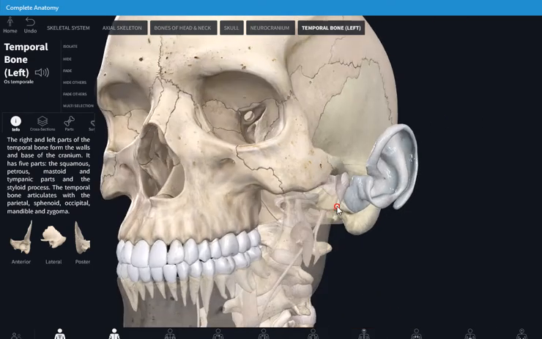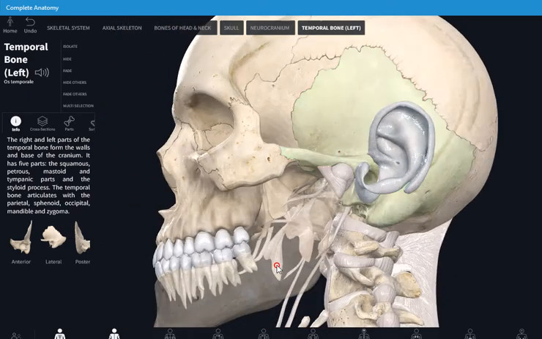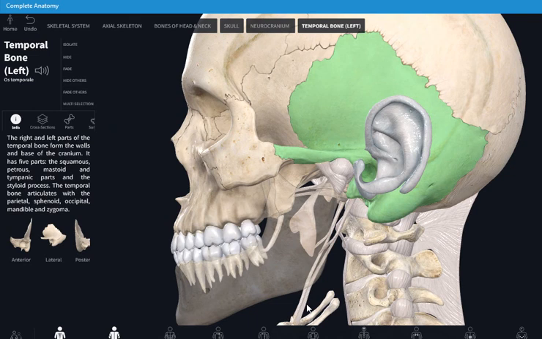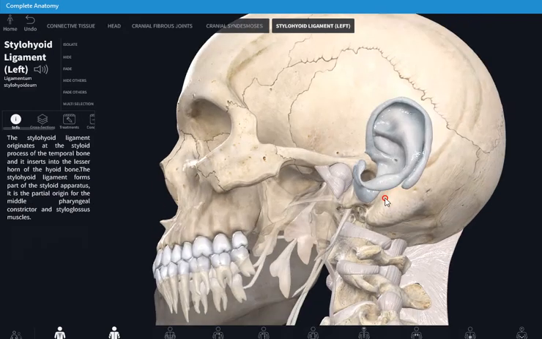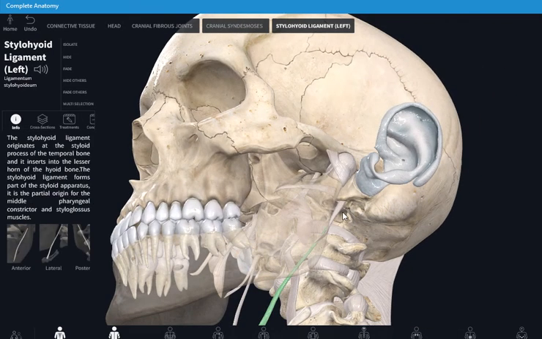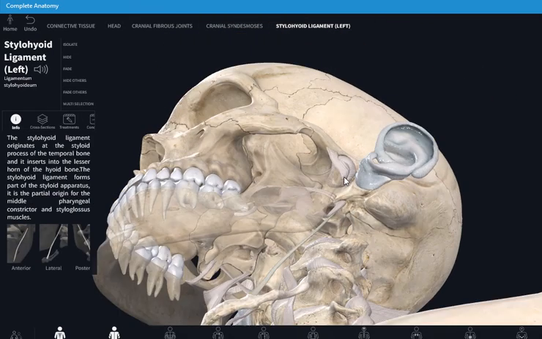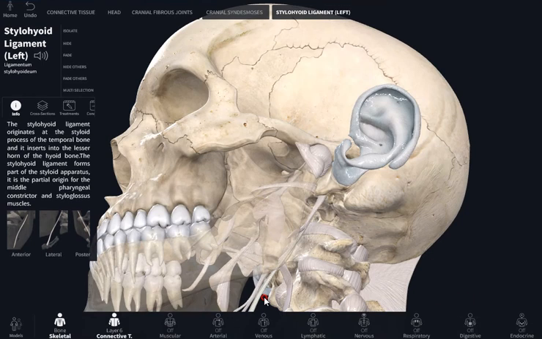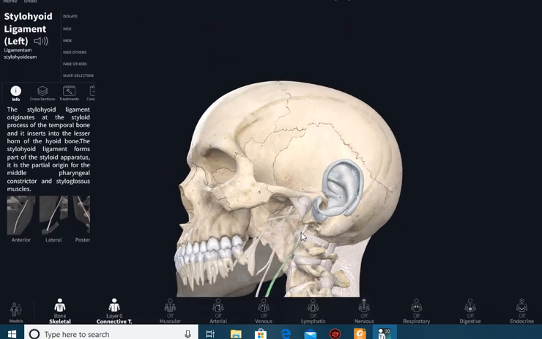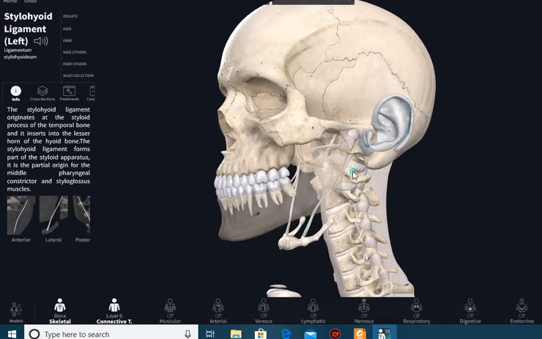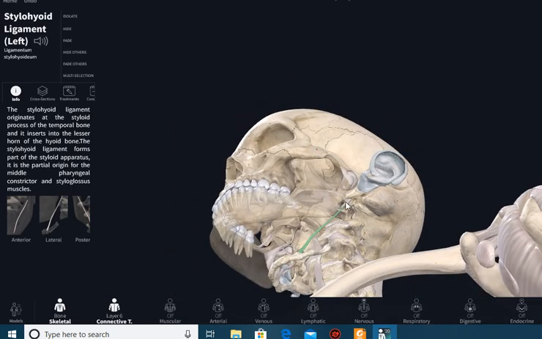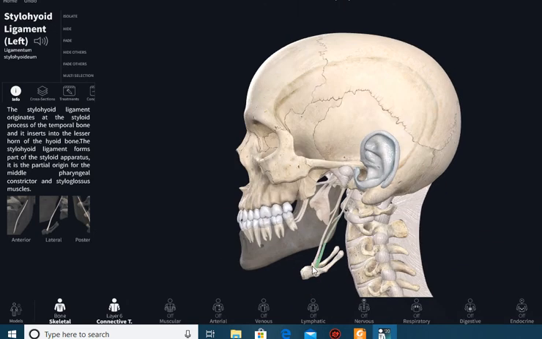Now, again at this portion, you have this other ligament here, and this ligament is going to connect this part of the temporal bone, which is the styloid process. You have the styloid process of the temporal bone to this part on the hyoid. So it's going to connect this part of the temporal bone, the styloid process, to the hyoid bone, to the lesser horn of the hyoid.